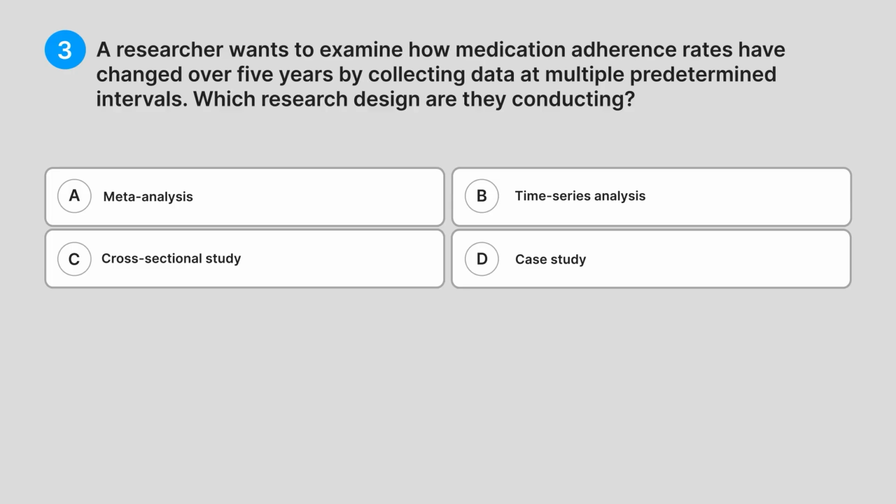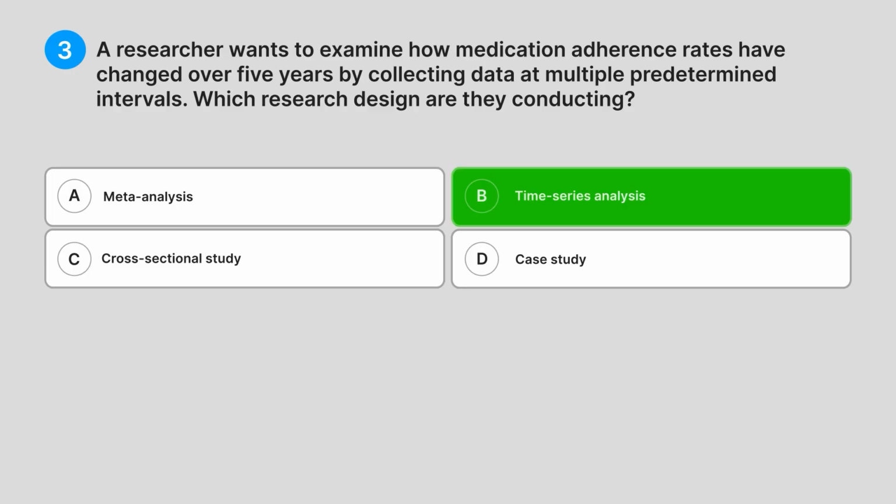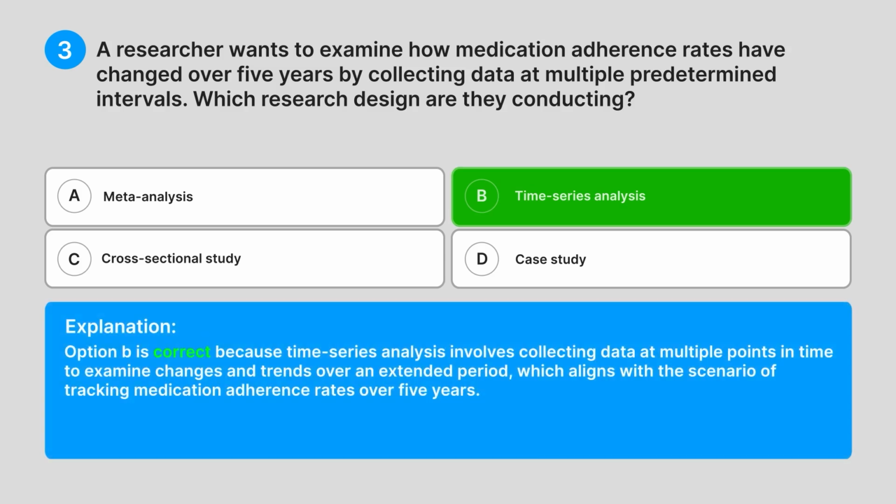Correct answer, B. Time series analysis. Explanation: option B is correct because time series analysis involves collecting data at multiple points in time to examine changes and trends over an extended period, which aligns with the scenario of tracking medication adherence rates over 5 years.